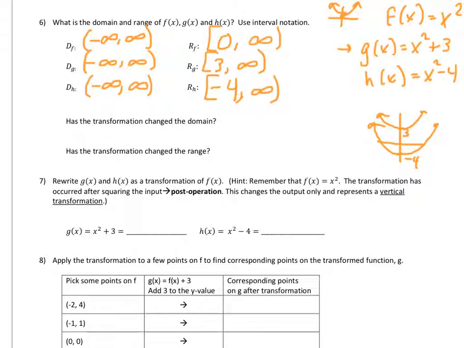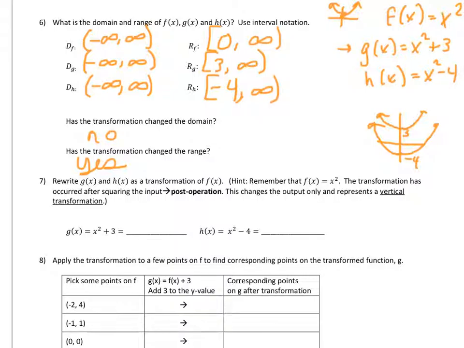So has the transformation changed the domain at all? No. Domains are all the same. Has it changed the range? Yes. My ranges are different. And it makes sense that my ranges are different because I was changing the graph by adding or subtracting from the y value. So my range, which is the set of all y values, would probably change.